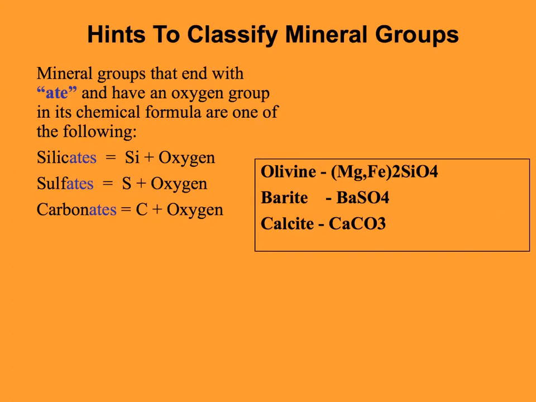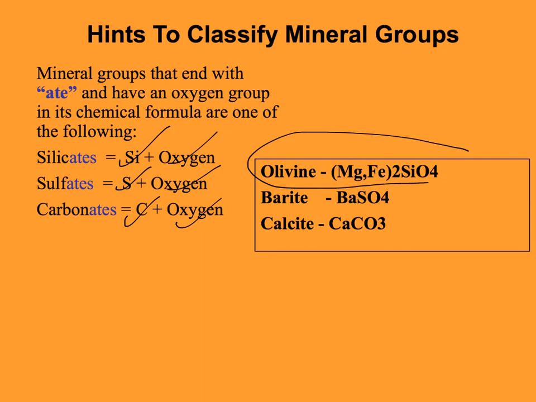So the rules that we use for identifying or classifying the different mineral groups is what I'm going to go over next. So first we're going to go through the mineral groups that end in ATE. So we'll start with the silicates. So for the silicates, you're always going to look for silicon with oxygen. For the sulfates, you're going to look for sulfur plus oxygen. For the carbonates, you're going to look for carbon plus oxygen.